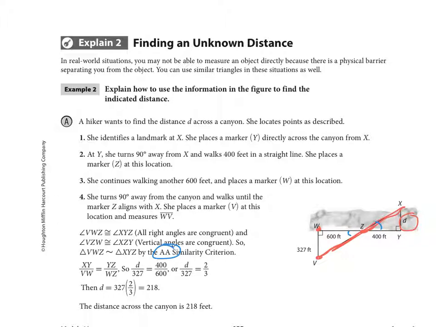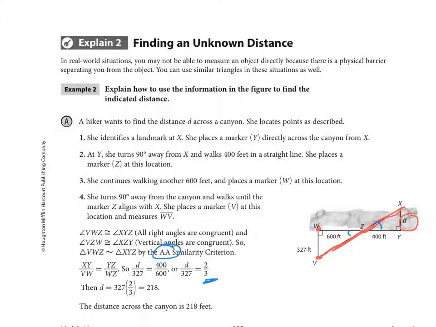set up a proportion. So our proportion is XY to VW, the vertical distances, is going to equal YZ to WZ, or the horizontal distances. So that is going to be d over 327 equals 400 over 600, or of course make sure that you know that that can be simplified down to 2/3. It's going to make my life a whole lot simpler when I do that.